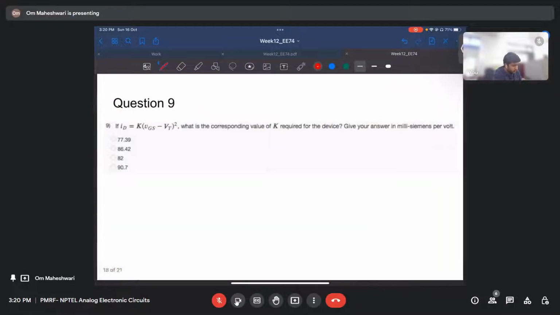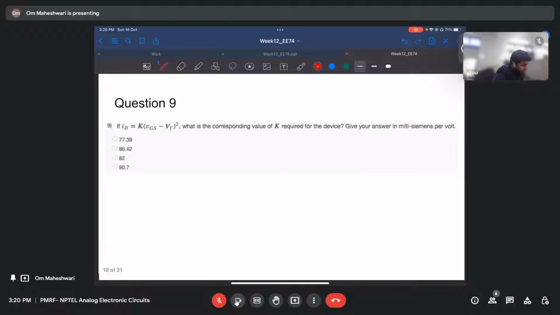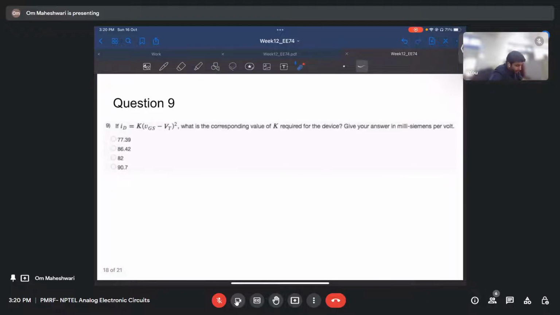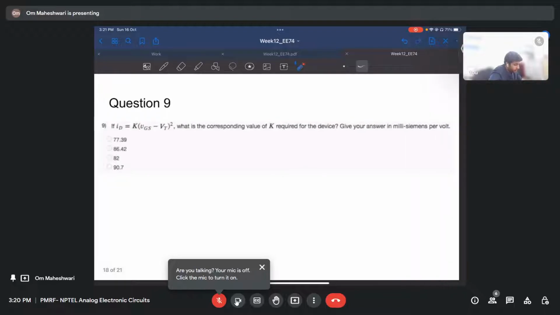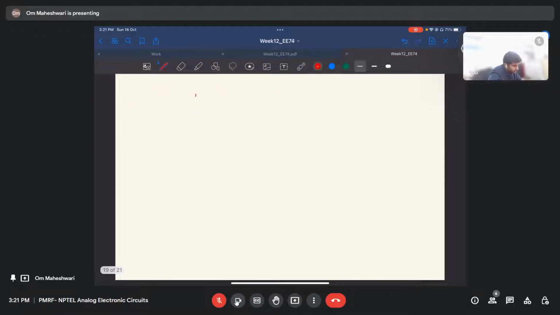Let us move on to the next part. So now ID equals K times VGS minus VT, that is VOV only. What is the corresponding K? So this is again easy. ID equals K times VGS minus VT whole square, K VOV whole square.